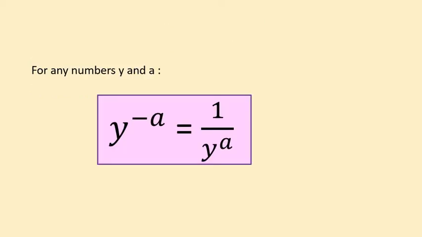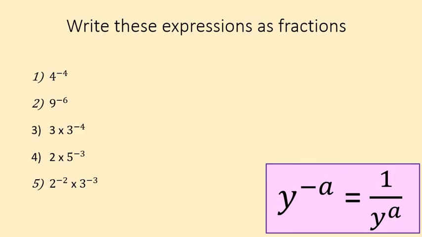So I think we could explain it like this. y to the minus a is equal to 1 over y to the a. So anytime you see a minus power, you're just going to do 1 over y to that original power. So let's have a look at some examples.